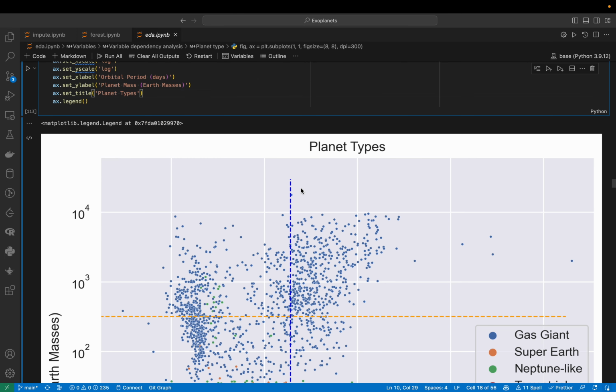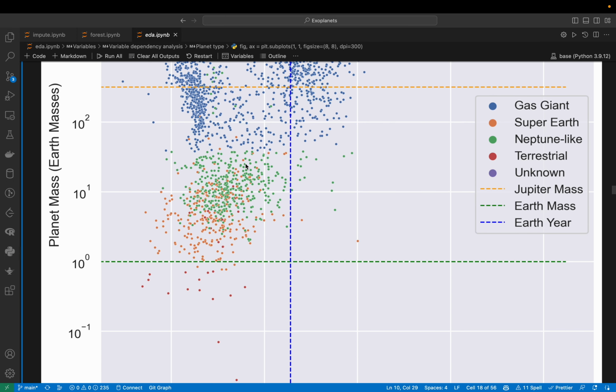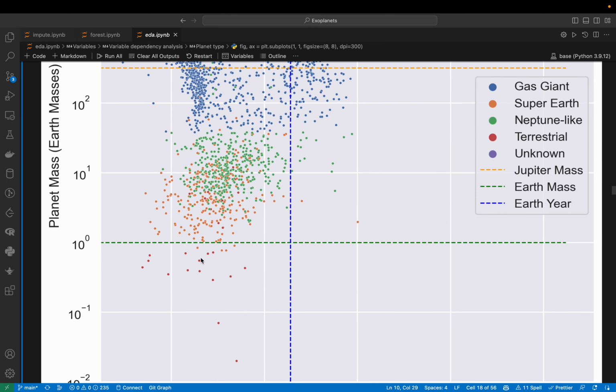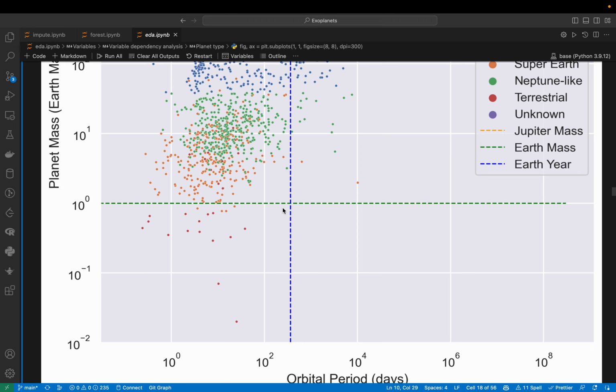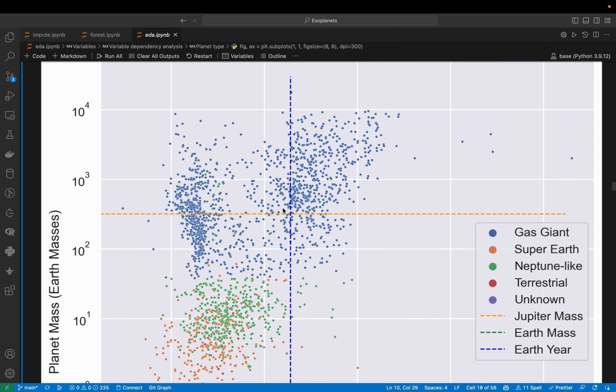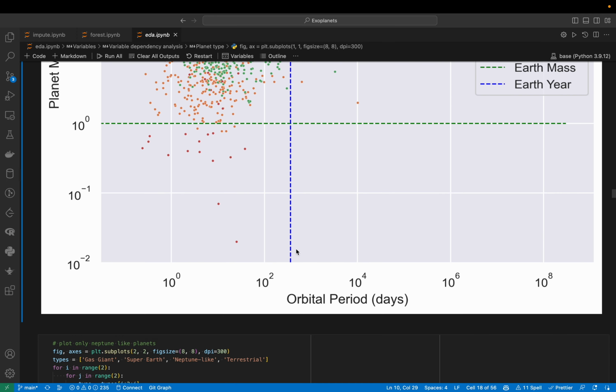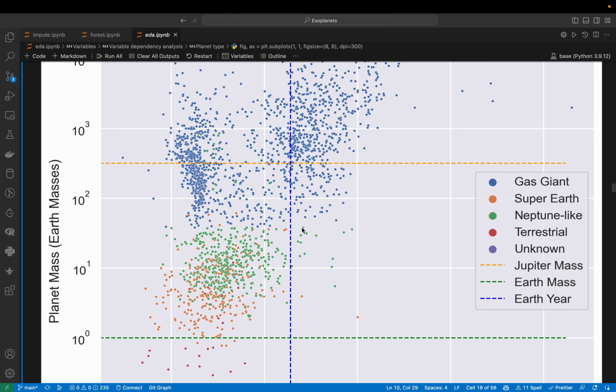That's why you can see on this scatter plot that most of the planets we discovered have a planet mass above our Earth mass. The green line is the Earth mass, and the period is also biased toward shorter than the Earth period. The blue line indicates the Earth year. So most planets take less than 1 year to orbit their star.